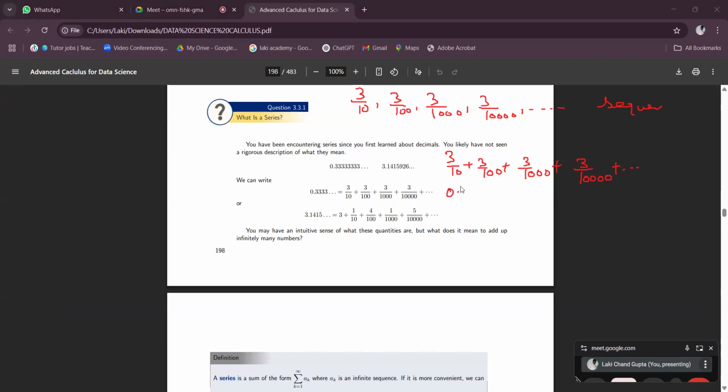See, you can write this is 0.3, this is 0.03, this is 0.003, and this is 0.0003. When you add all these, you will get what? 0.33, right? That's why we need a series. The summation of all sequence. So for example, this.